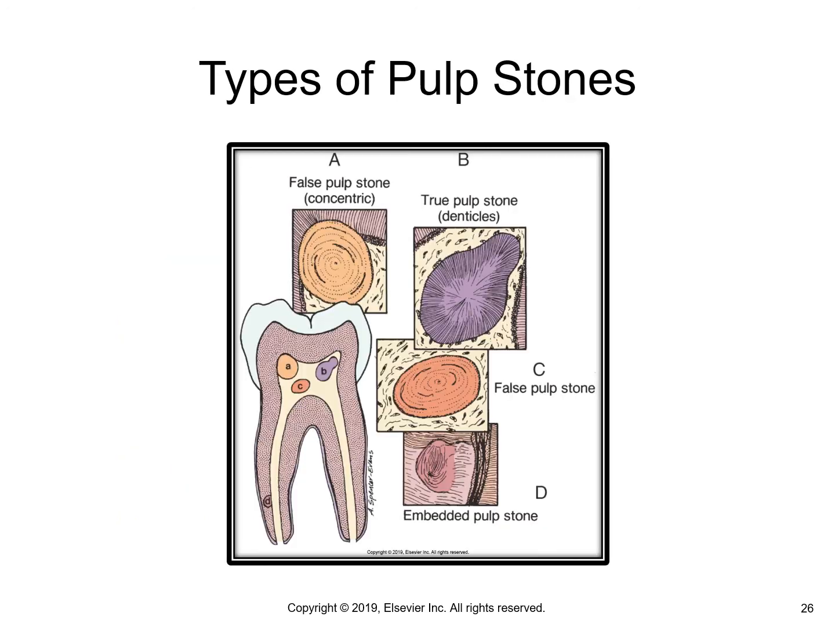And here's what those might look like. We've got a false pulp stone, which means it does not have dentinal tubules. A true pulp stone, also known as a denticle, would have dentinal tubules. And you can see where C is free, D is embedded, and attached. So we've got free, embedded, and attached, and then there's false and true. That's based on whether they have dentinal tubules or not.